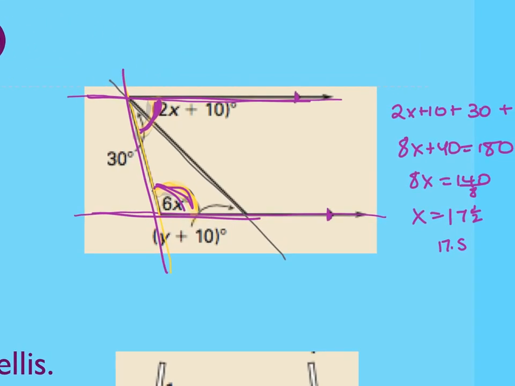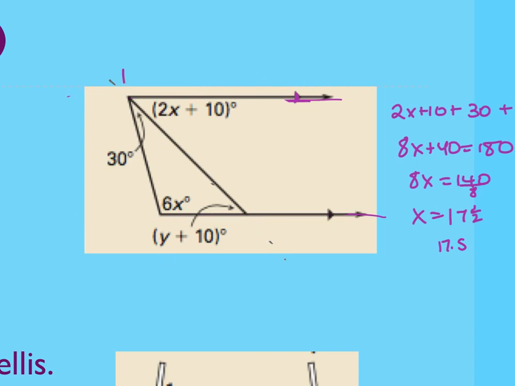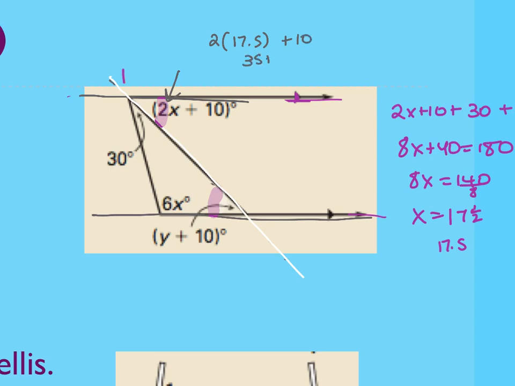Then it said find y. So now let me erase all this stuff off. You can do this a couple different ways because, again, this is parallel. This could be one transversal. So one relationship I could establish is between y plus 10 and 2x plus 10. What would that be? Alternate interior, which means they'd be equal. So I can take this 17.5 and plug it in here. 2 times 17.5 plus 10, or 35 plus 10 is 45, and that equals y plus 10, which means y is 35. That's one thing you could do.